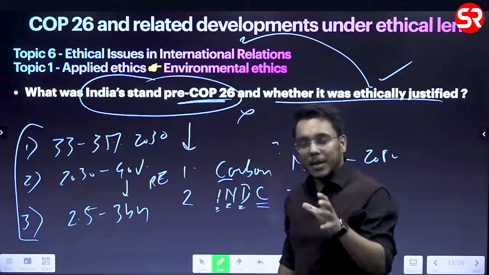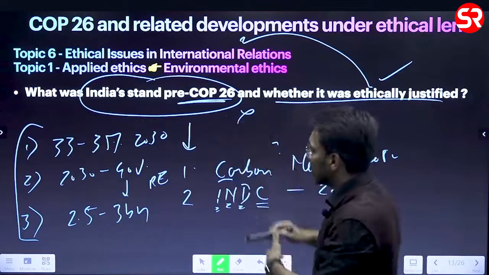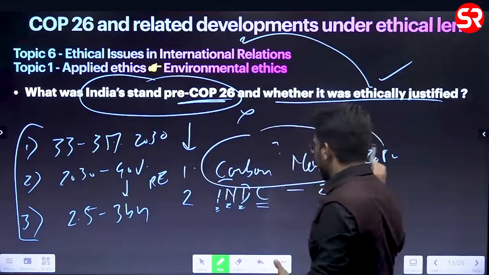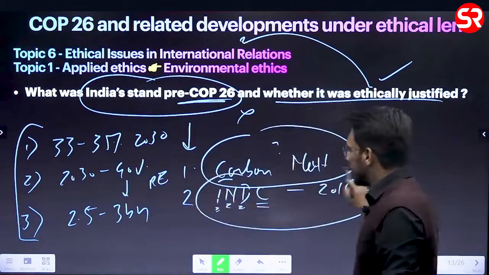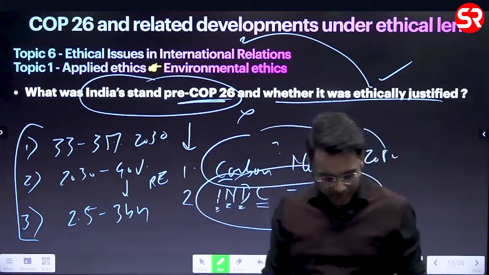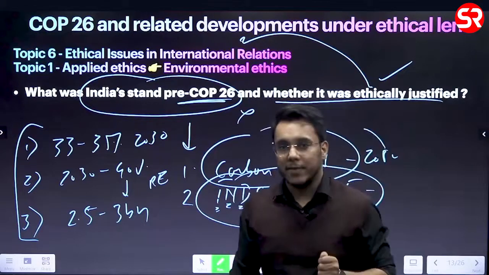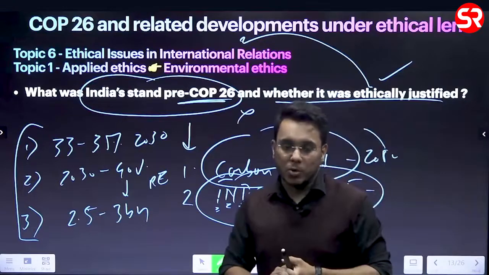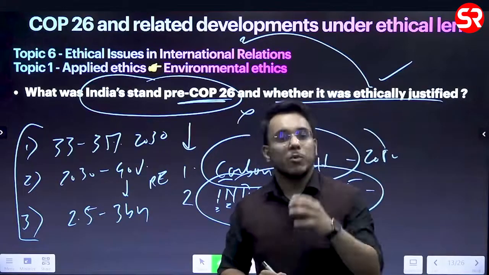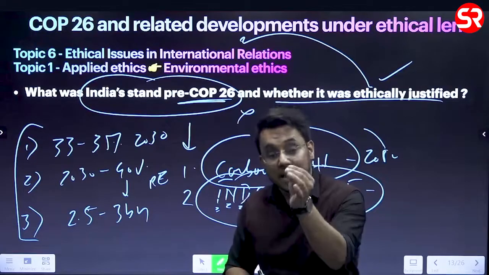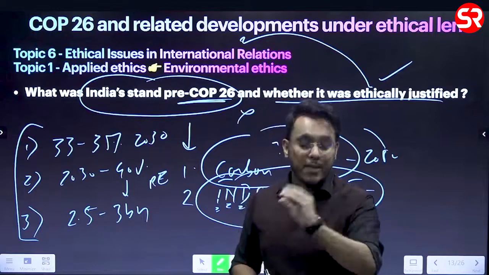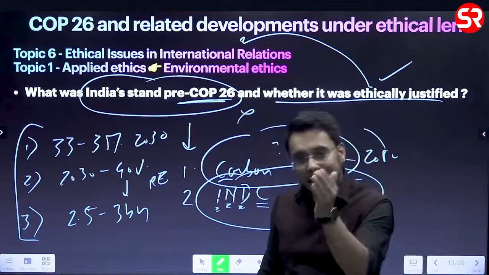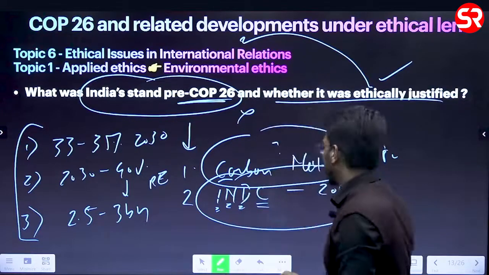Now, the developed countries were insisting that India, before COP26, take carbon neutrality by 2050 and also revise the INDC targets taken in 2015. But India said that no, we cannot do that. At that point of time, it was said that India is behaving unethically, India is environmentally irresponsible. Now, in this capacity, was India actually unethical? Let's see this.